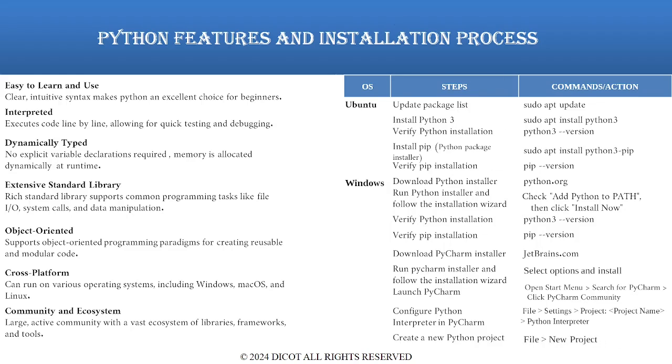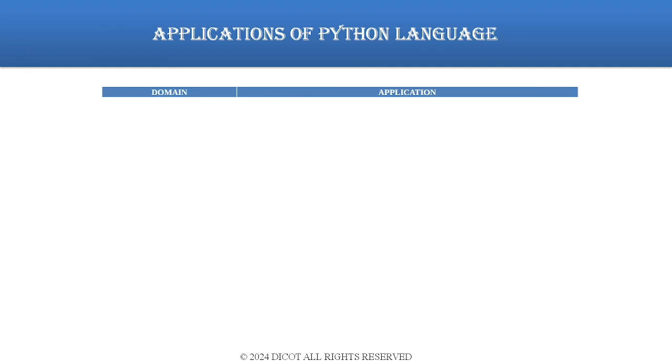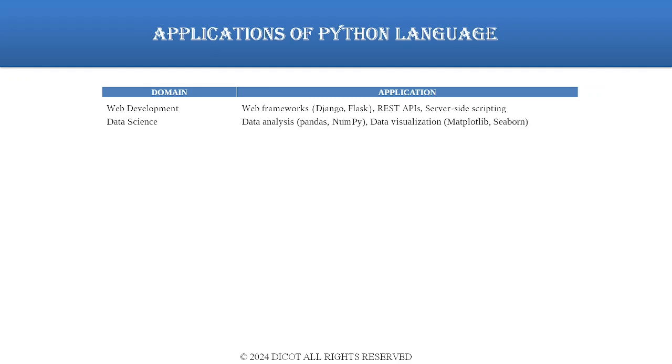Now let us see the applications of Python programming language. Web development: web frameworks, Django, Flask, REST API, server-side scripting. Python is used to build dynamic websites, handle server-side logic, and create RESTful web services. Data science: data analysis, pandas, NumPy, data visualization, Matplotlib, Seaborn. Python simplifies data manipulation, statistical analysis, and visual representation of data.